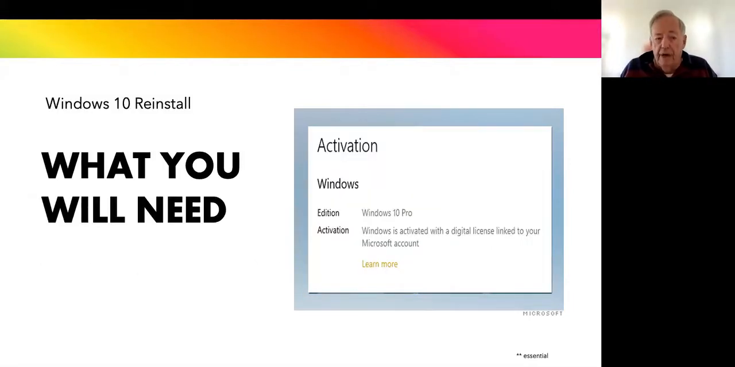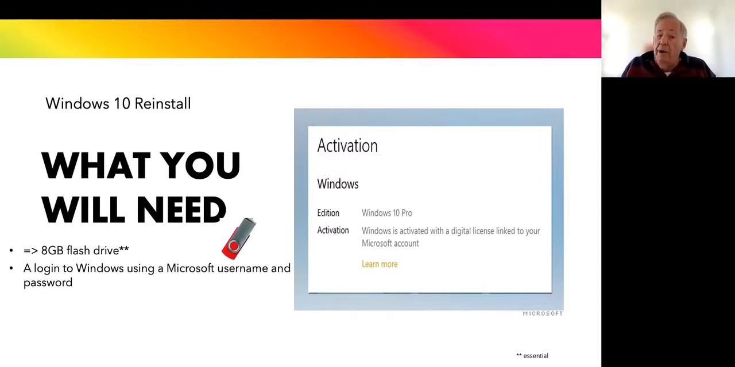So what are you going to need for this? You're going to need a flash drive, the one I just mentioned. It's got to be at least 8 gigabytes in size. They're about $5 or $6 at Officeworks if you haven't got one. That's what they look like. You're going to need a login to Windows using a Microsoft username and password. That, ladies and gentlemen, is pretty important. Because we're not talking about one way you can start a personal computer, that is to log in with what is called a local account.